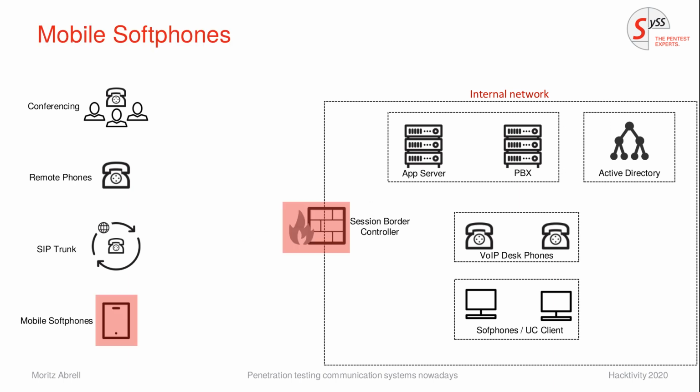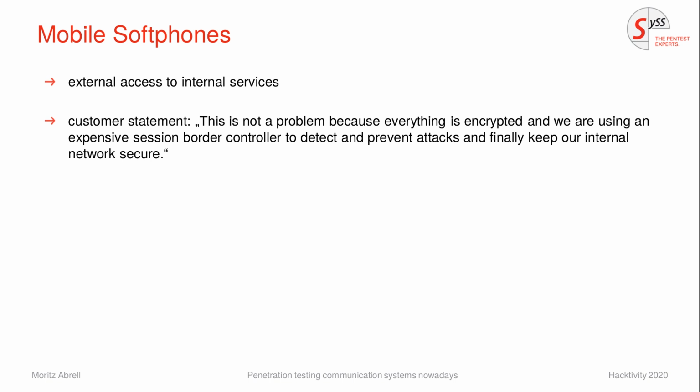The next things we analyze are mobile softphones. When we have external softphones, we have external access to internal services. And usually customers say something like, this is not a problem because everything is encrypted and we are using an expensive session border controller to detect and prevent attacks, and finally keep our internal network secure.